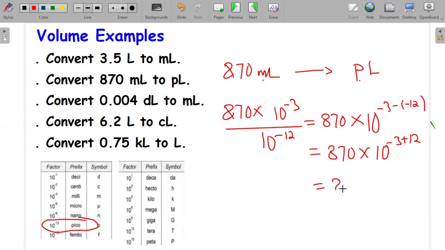So this will just give me 870 multiplied by 10 to the power 12 minus 3, or minus 3 plus 12. That would be 9. So this one will be picoliters.